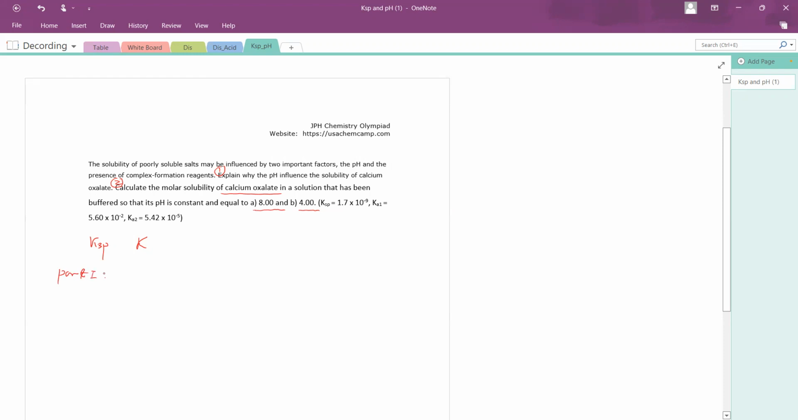As you know, calcium oxalate is an ionic compound. It is poorly soluble in water. When we dissolve it in the water, it will dissociate into ions, in aqueous solution, a cation and an anion.